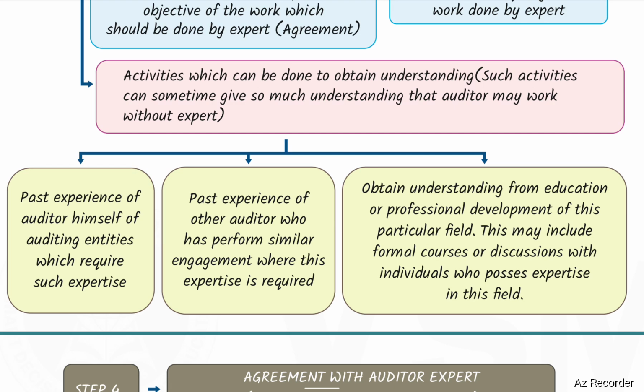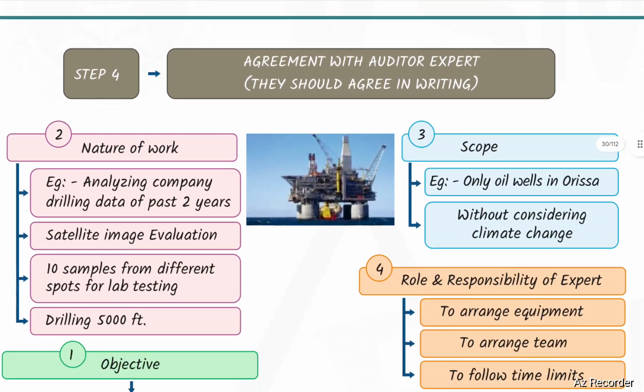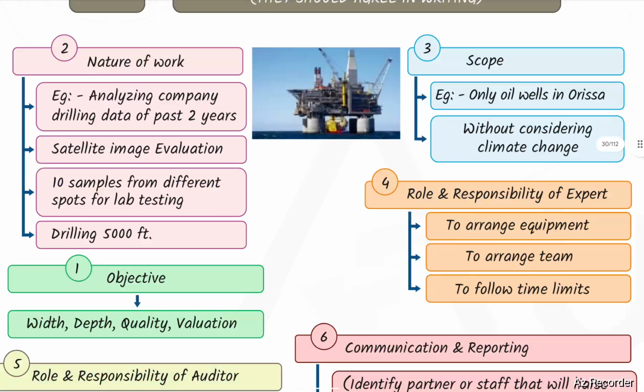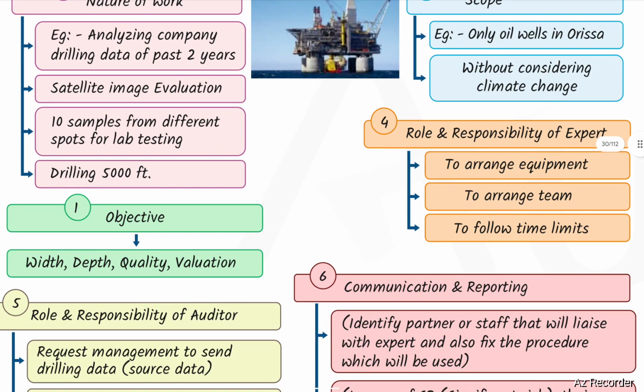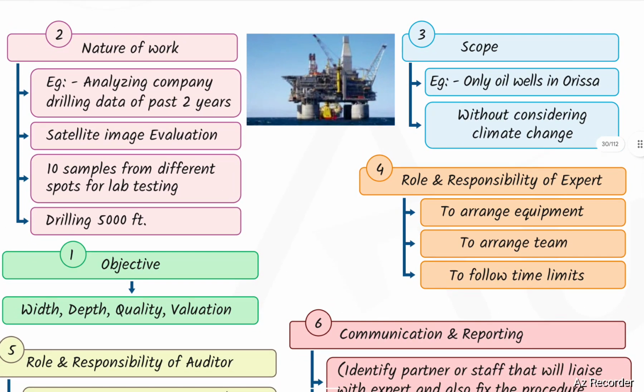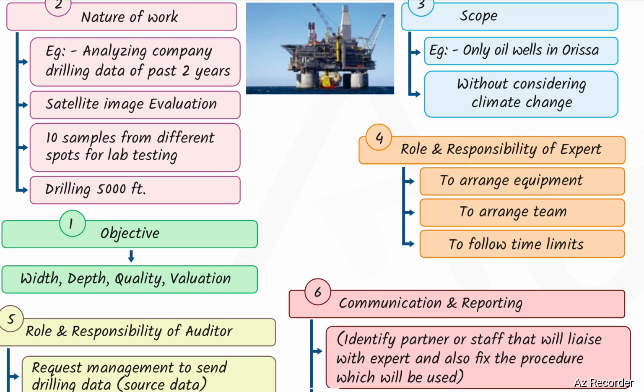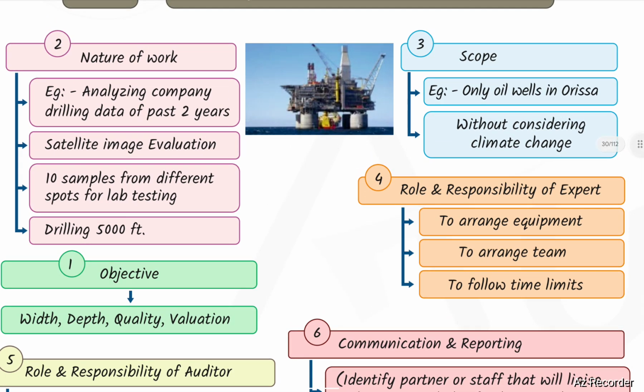Step number 4: agreement with the auditor's expert. They should agree in writing. What they should agree in writing: first one, objective of the audit. Example: width, depth, quality, valuation. Second, nature of work. Example: analyzing company drilling data of the past 2 years, satellite image evaluation, 10 samples from different spots for lab testing, and drilling 5,000 feet. Third one, scope. Example: only oil wells in Orissa without considering climate change.